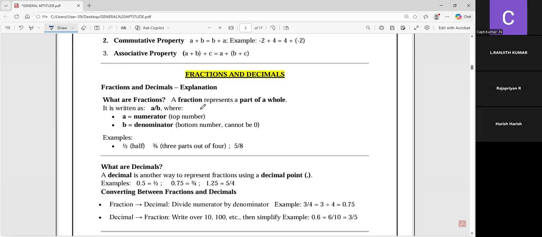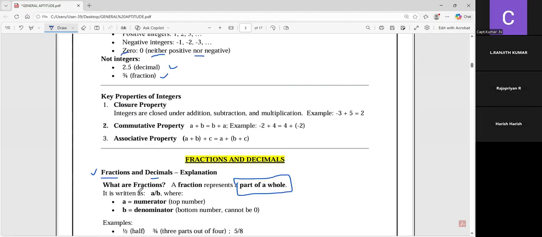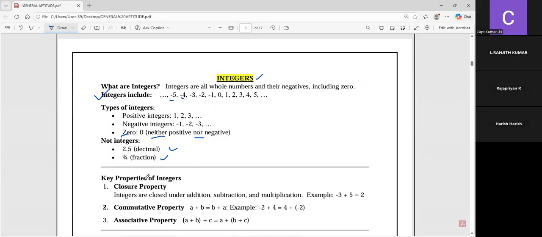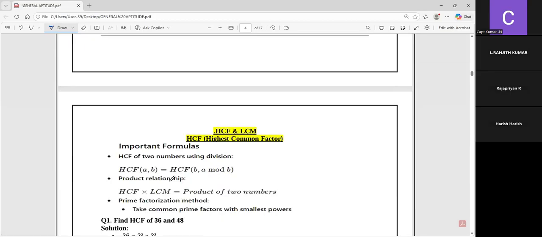The fraction represents a part of a whole number. Part of the whole number is called a fraction. A decimal is nothing but a number where the decimal point is present. For example, 0.75 is a decimal. So these are fractions and decimals. So the types of numbers are integers, fractions, decimals. These are types of numbers. Okay, now we are going to see one by one.